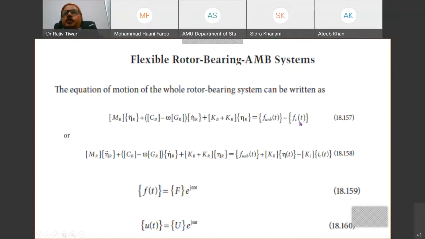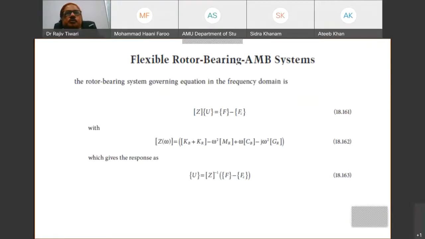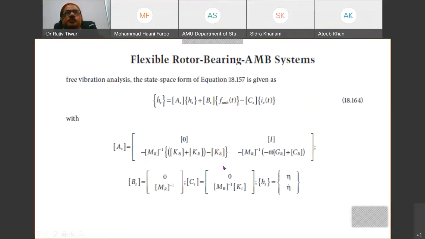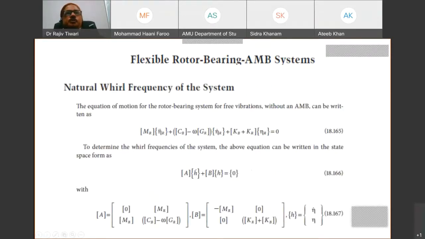Only the additional thing here is the magnetic bearing which we are adding, having a displacement stiffness matrix, current stiffness matrix, current displacement. So here the changes are there, the rest of the things are similar. Now this also can be analyzed in the frequency domain using the procedure I described, and if you want the time domain data, we can convert that into state space form to get the response.